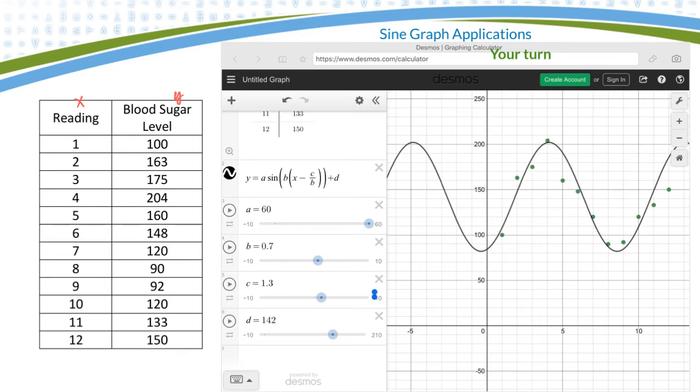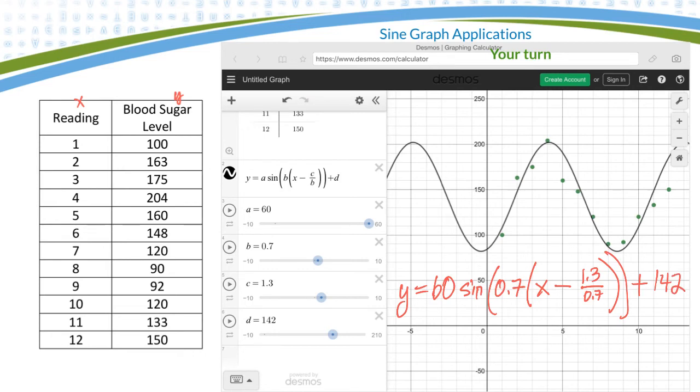Okay, again, this function then, if you wanted to write that, and yours could be a little bit different than this, and it would still be fine. It'd be y is equal to A, which was 60, sine, bracket, B is 0.7, bracket x minus C over B. So it'd be 1.3 over, I don't know if I did this on the last one, over B, 0.7. I could actually figure out that number. And then plus D would be 142.